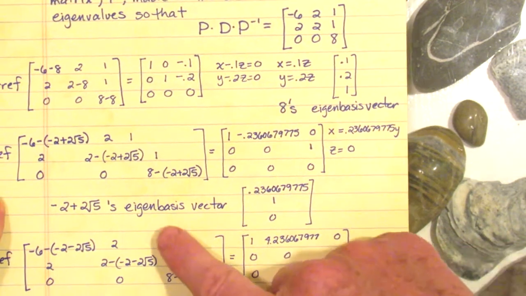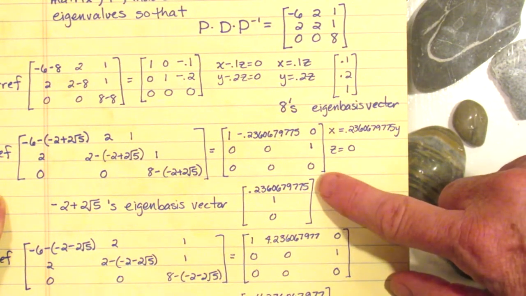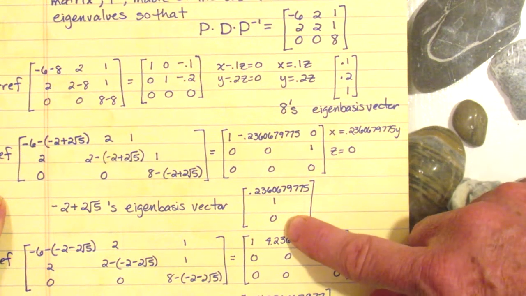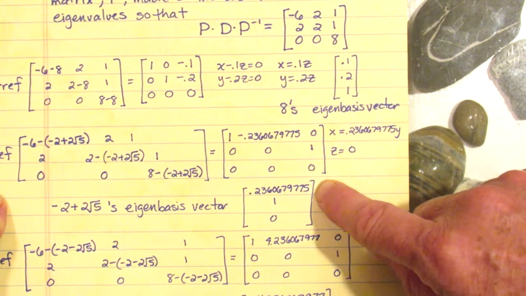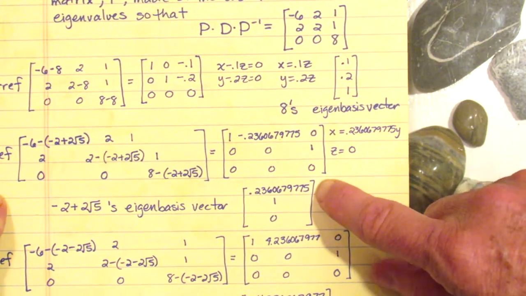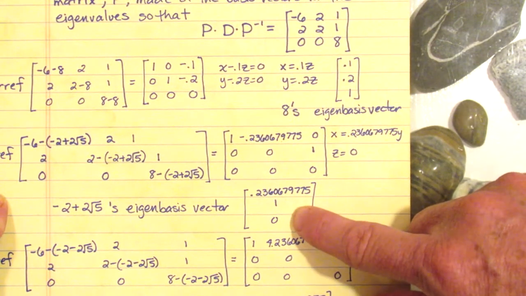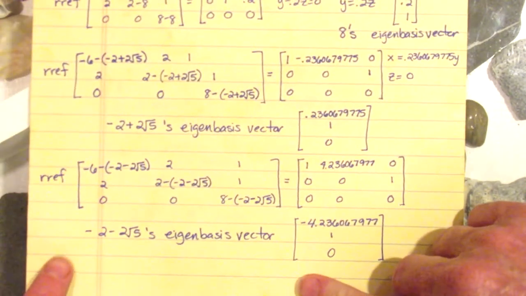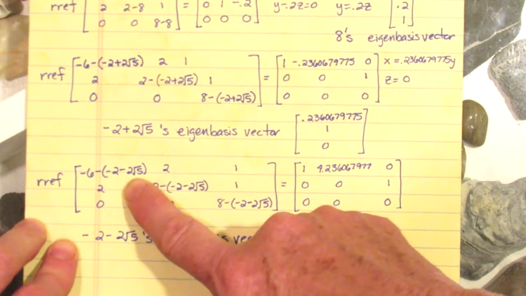So the eigenbasis vector for this eigenvalue is 0.23606, that messy decimal, 1 for y, and then 0 for z. So any vector that's of the form where x is 0.23, and again, you'd want to carry out that decimal as far as you could, times y, it will be an eigenvector for this eigenvalue. And then doing the same thing for the third eigenvalue. The third eigenvalue was the conjugate, -2 minus 2 times the square root of 5.